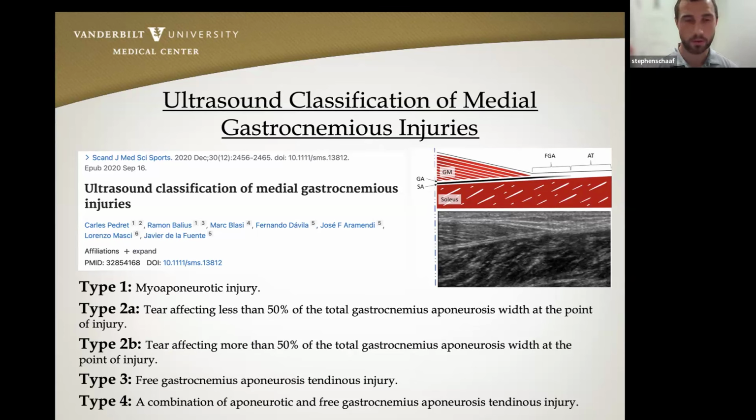So type 1 is just going to be involving the muscle fibers, so this is a myoaponeurotic injury. Type 2 is going to be involving the aponeurosis, and there's a 2A and a 2B. Basically, 2A is going to be less than 50% of the aponeurosis, and 2B is going to be greater than 50%. Higher grade injuries are going to be type 3, where it involves the free gastrocnemius aponeurosis. And then type 4 is going to be a combination of both an aponeurotic and free gastrocnemius aponeurosis injury. As we had alluded to, the higher number from these injuries is going to indicate a more significant injury, and usually a longer return to play for these athletes and patients.